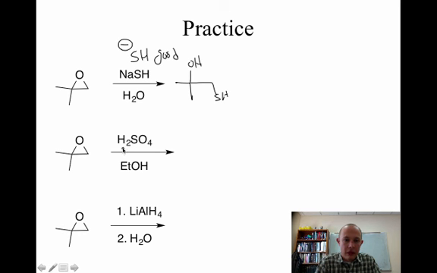Sulfuric acid, ethanol, these are acidic conditions. This is a crappy nucleophile. So we're going to get nucleophilic attack at the more hindered or more substituted carbon, and this should be ethyl, not methyl.